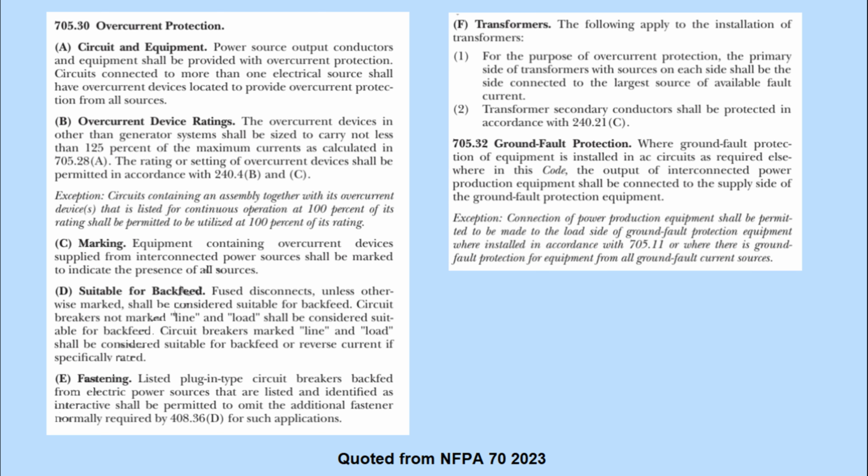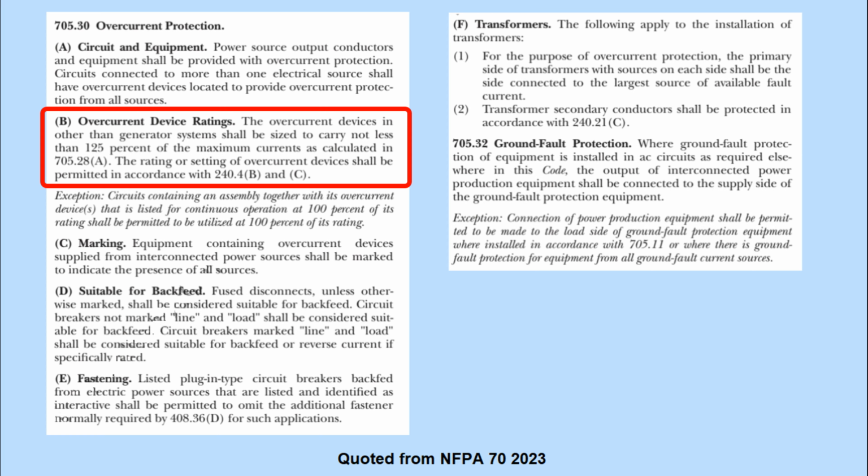We need a little housekeeping before moving forward with that twist. NEC 705.30 overcurrent protection. 705 is for interconnected power sources. B. Overcurrent device ratings. The overcurrent devices in other than generator systems shall be sized to carry not less than 125% of the maximum currents as calculated in 705.28a. The rating or setting of overcurrent devices shall be permitted in accordance with 240.4b and c.